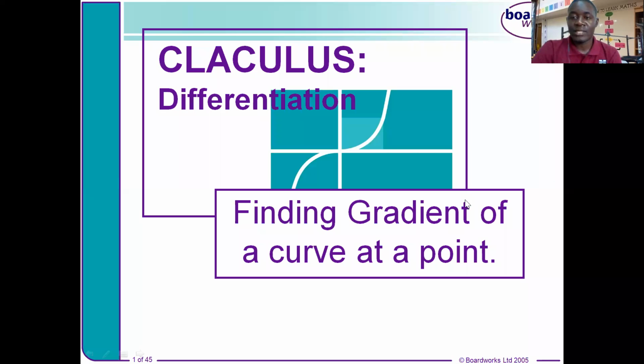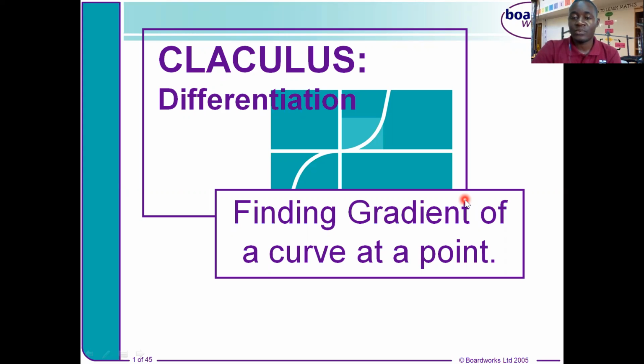Hello there. In our last video, we talked about differentiation, how to find the derivative of functions, and we restricted ourselves to finding the derivative of polynomials. But we are going to go a step ahead of that right now. We are going to be calculating, or finding, the gradient of a curve or of a function. In this case, we are still talking about polynomials.